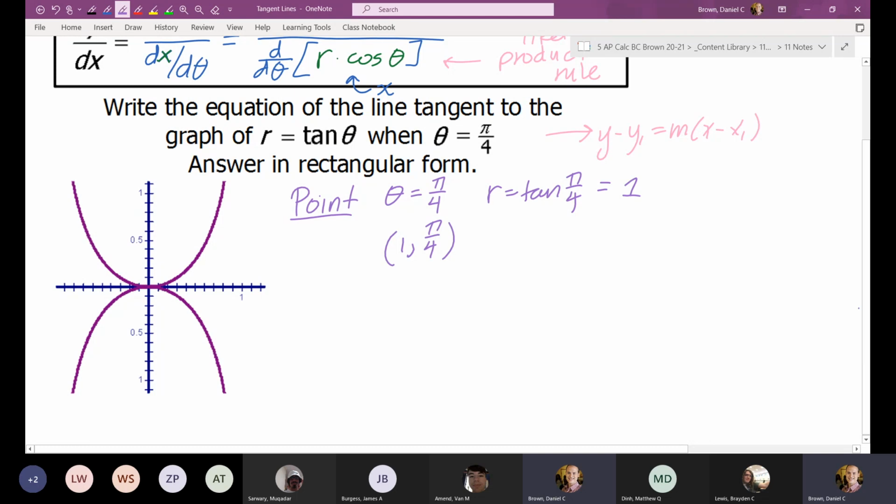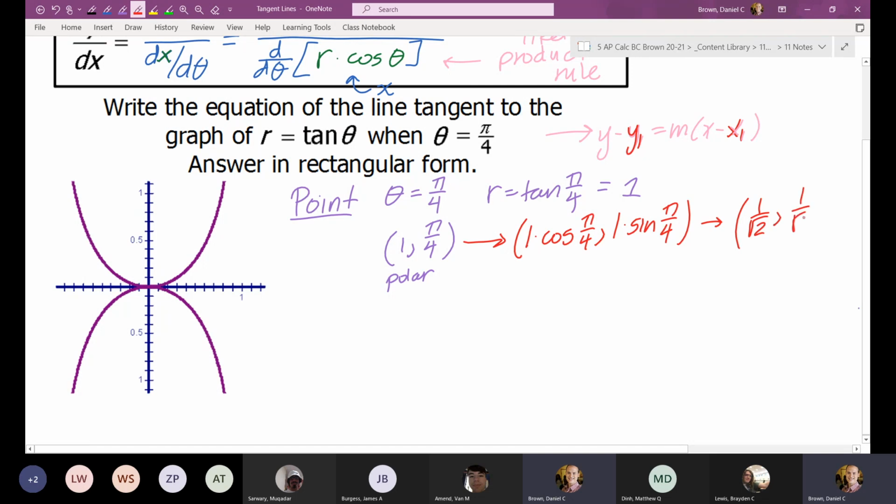But that is your point in polar form. To write the equation of a tangent line, it needs to be a y1 and an x1. It needs to be in rectangular form. So let's go ahead and convert this. I have r times the cosine of theta, comma, r times the sine of theta. So the coordinate we're using, cosine of pi over 4, 1 over root 2 or root 2 over 2. I don't care which one you use. Same thing for the sine. So I have my coordinate.